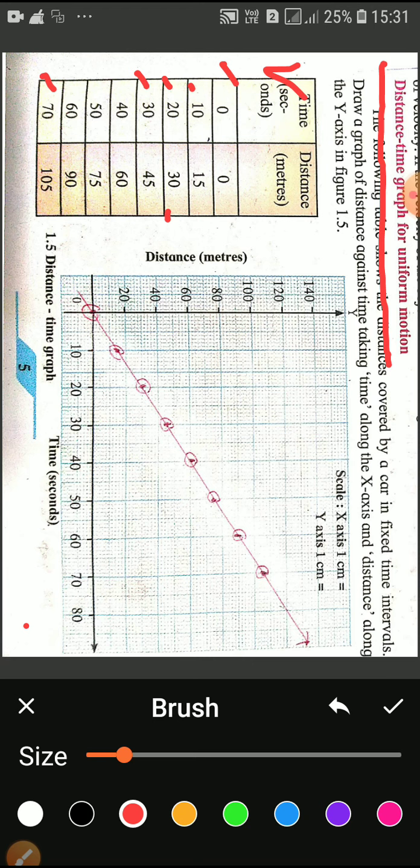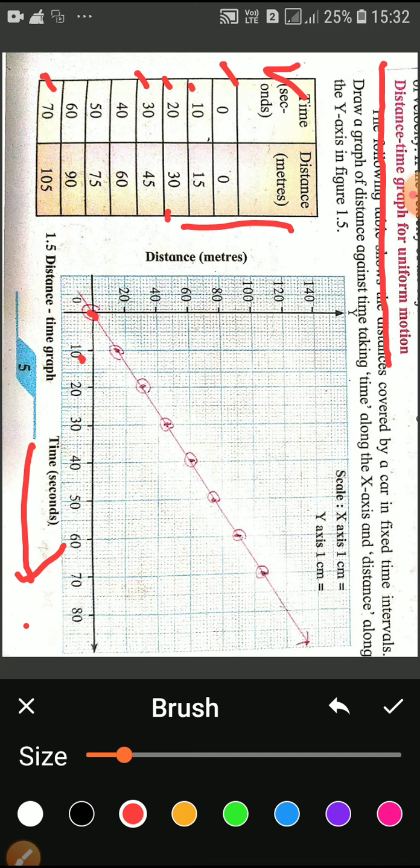So let us plot this graph. Take the time in seconds along the x-axis, and the distance along the y-axis. Now plot this graph. What will be the nature of the graph? You just find out. At 0 seconds, the distance is 0. Now see the next point: after 10 seconds, the object covers a distance of 15 meters.